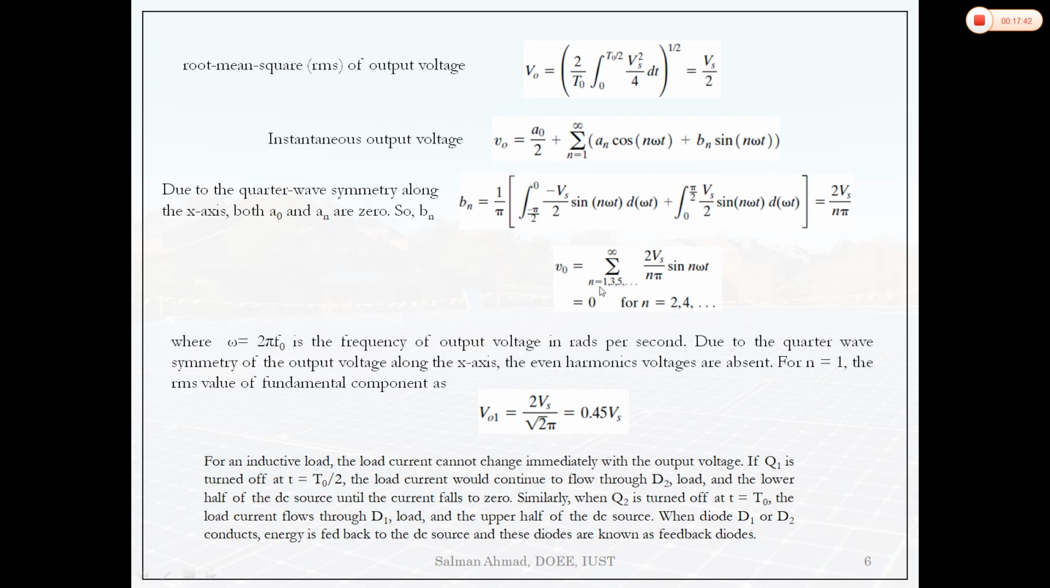For the fundamental, you substitute n is equal to 1, so 2 Vs upon pi sin omega t. That will be the fundamental component magnitude. Peak value will be 2 Vs upon pi. If you divide by root 2, you will get the RMS value of the fundamental component, that is 2 Vs upon root 2 pi, which comes to 0.45 Vs. This fundamental component is the desired component. The rest are harmonic components that we somehow need to filter out.